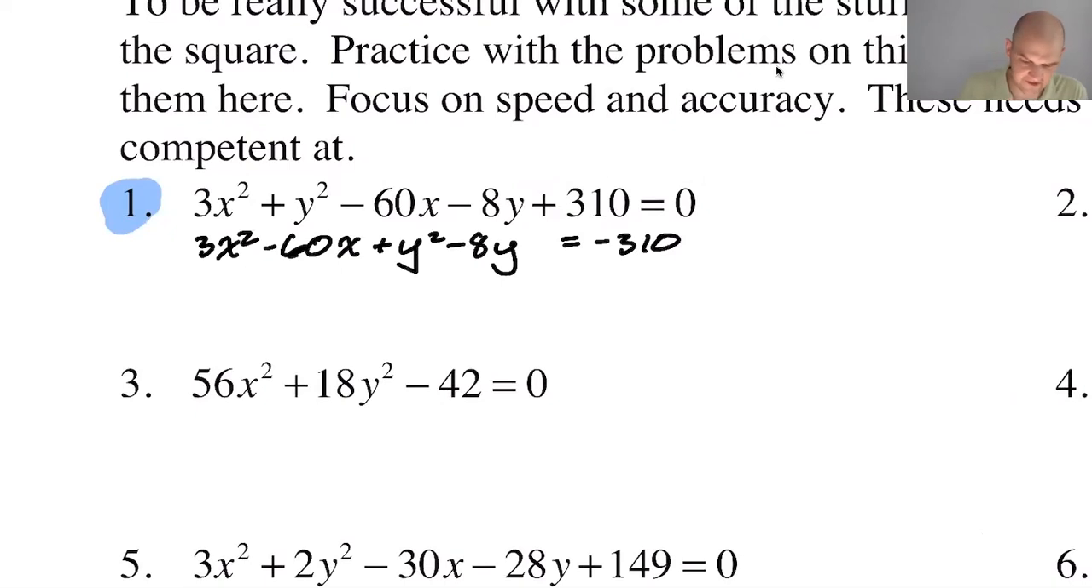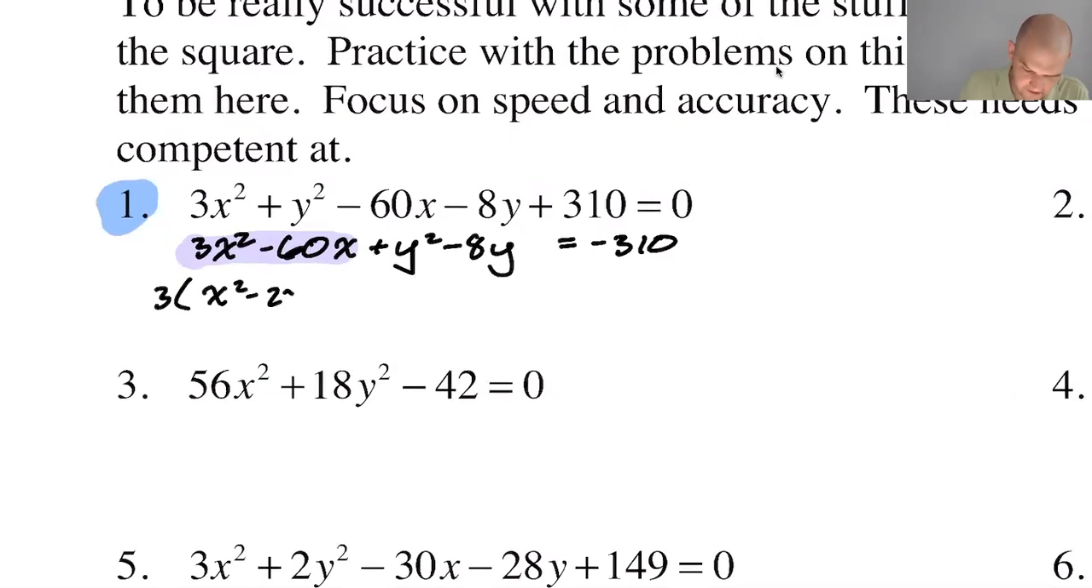Now you want to factor out. You don't really need to, but life is a lot harder. So we're just looking at the x's. What can I take out of the coefficient? We want to leave the x squared, so I'm just going to make it 3, and then x squared minus 20x. Then I'm going to leave a space here. And then I want to do the same for y, but there's nothing to really take out. So minus 8y. And then I am going to leave a space here, though, and say equals negative 310.